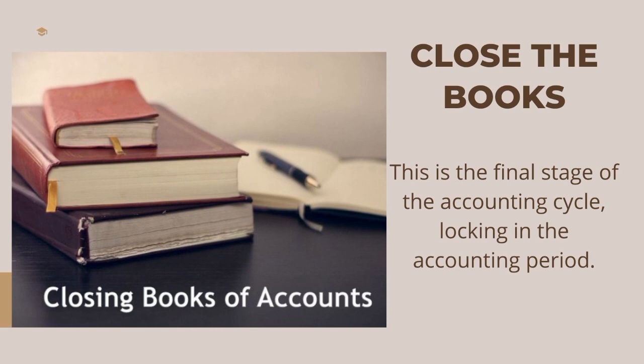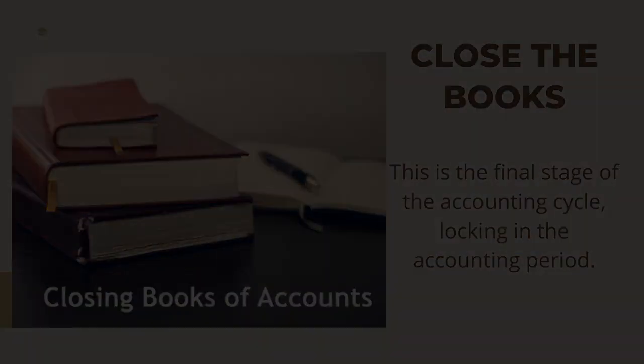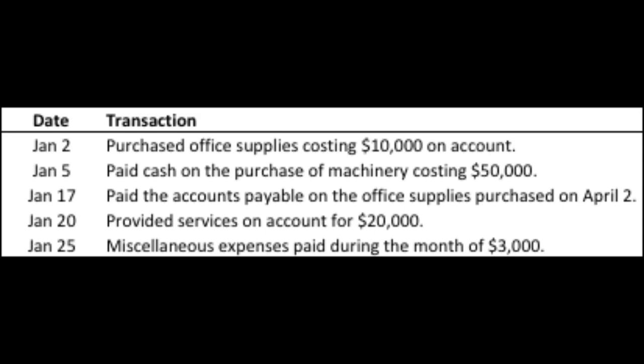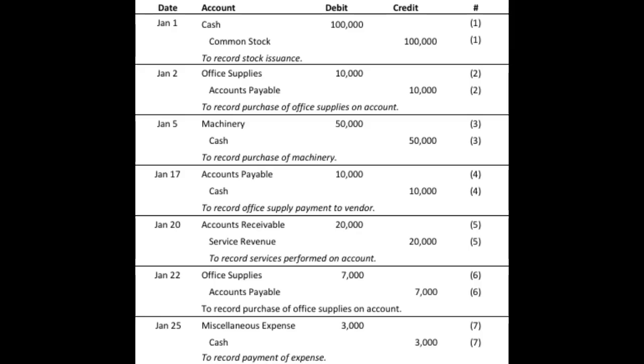Net income or loss from the income statement is transferred to the retained earnings account, which is a permanent account on the balance sheet that carries over to the next period. Of note, the resetting of accounts to zero does not apply to the soft close. These are all examples of each step of the accounting cycle.